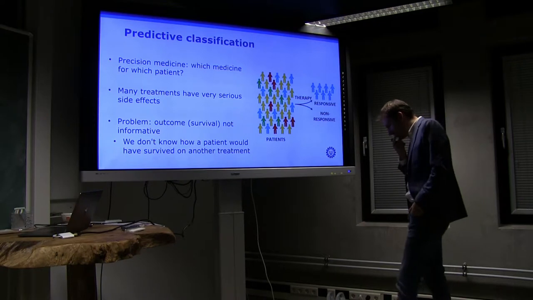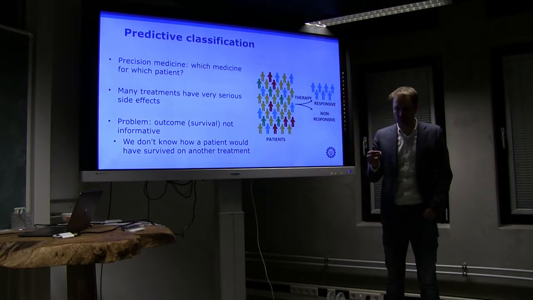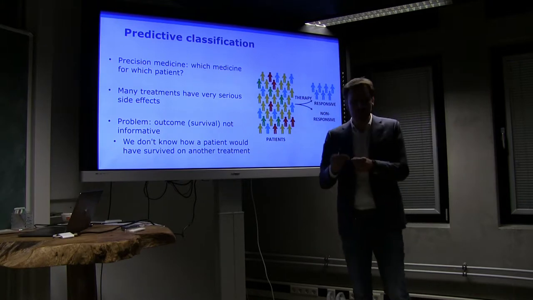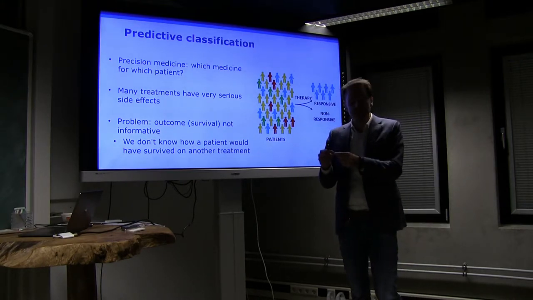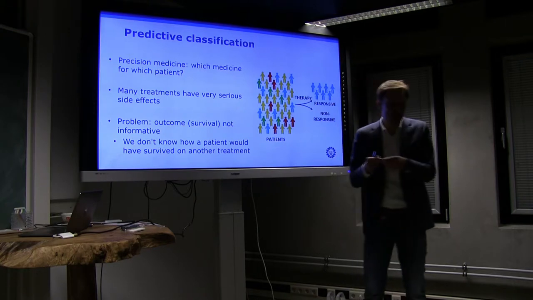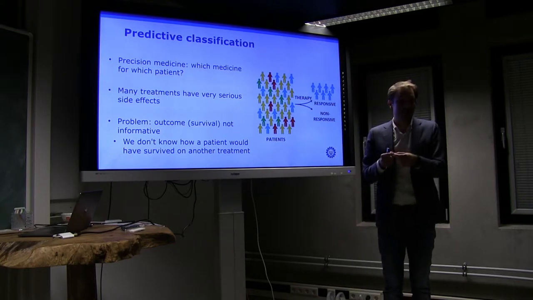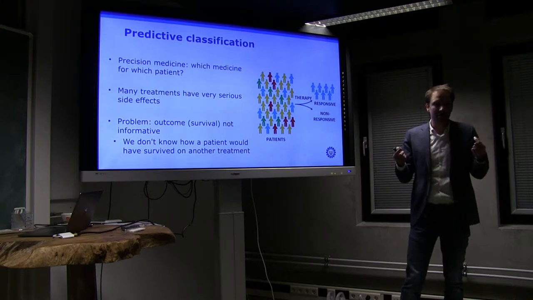Now there's one issue that we have here if you look at the labels. If we have a patient that survived for a very long time, it's impossible to know if that patient would have survived even longer on a different treatment. Or conversely, if a patient did not survive very long, maybe on a different treatment he or she would have survived even shorter. We simply don't know.